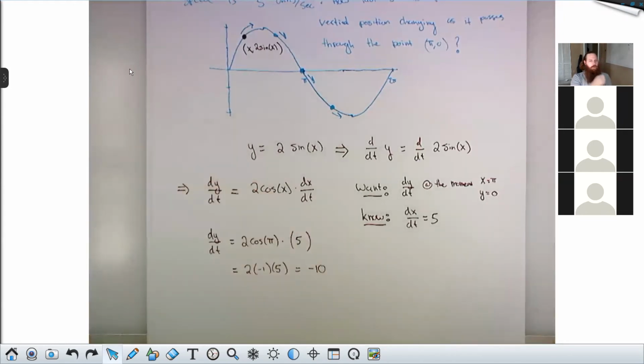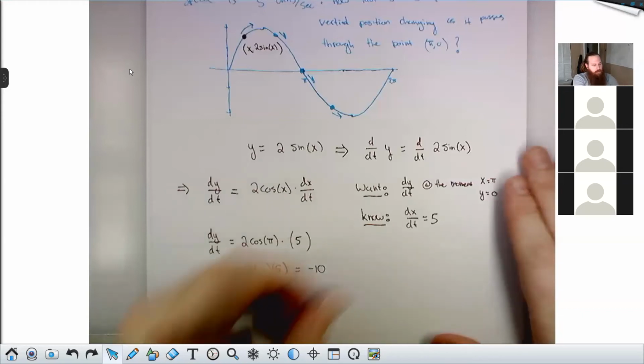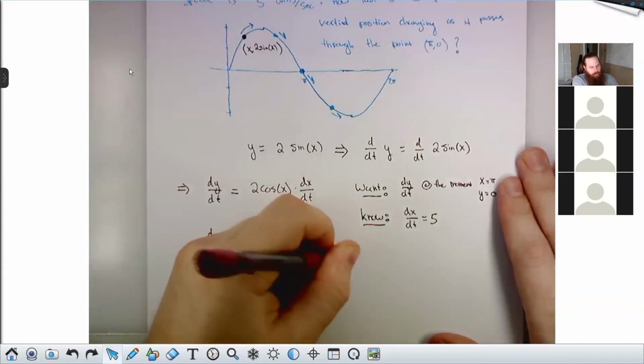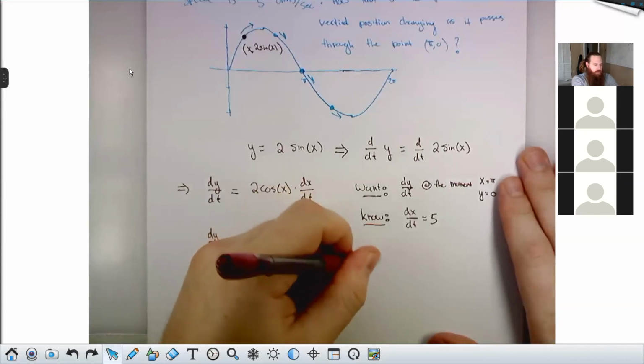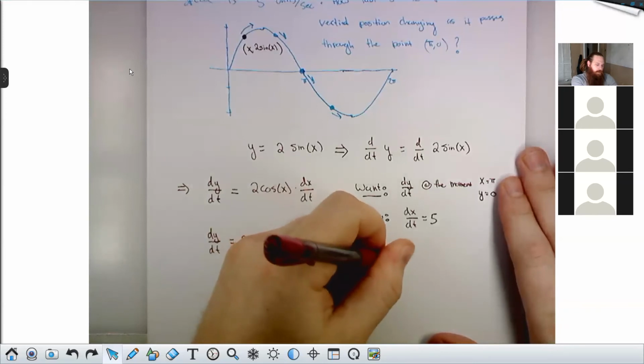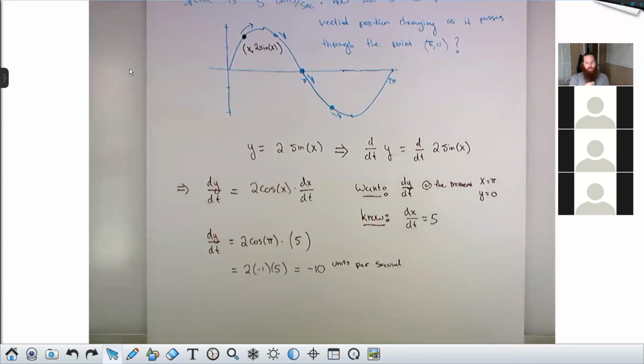What are my units here? What is it that's changing? It's the y position. And here the y position is just described in terms of arbitrary units, right? Like 1 unit to the left, 5 units to the right. So this is 10 units per second. All right.